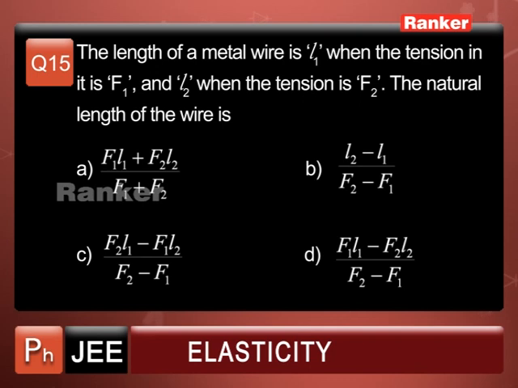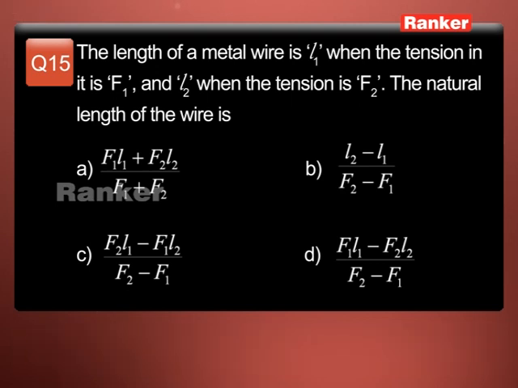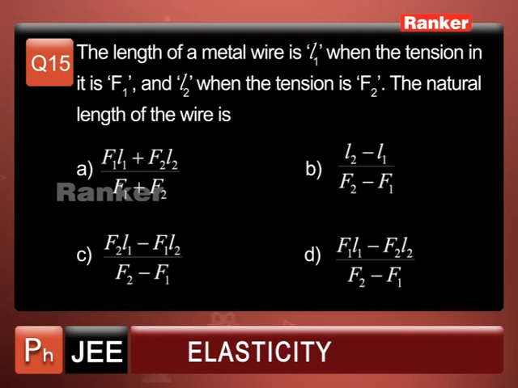The length of a metal wire is L1 when the tension in it is F1, and L2 when the tension is F2. The natural length of the wire is how much? Options are given. F1 L1 plus F2 L2 by F1 plus F2 is the first option. L2 minus L1 by F2 minus F1 is the second option. F2 L1 minus F1 L2 by F2 minus F1 is the third option. F1 L1 minus F2 L2 by F2 minus F1 is the fourth option.